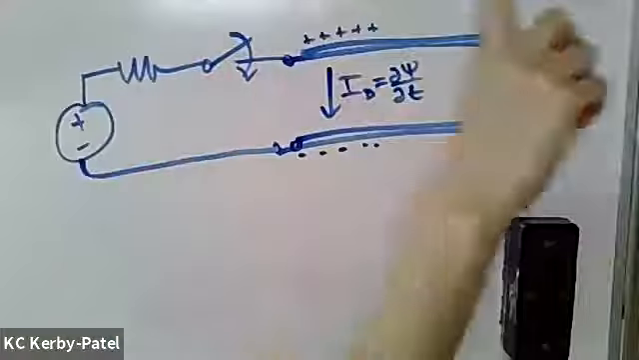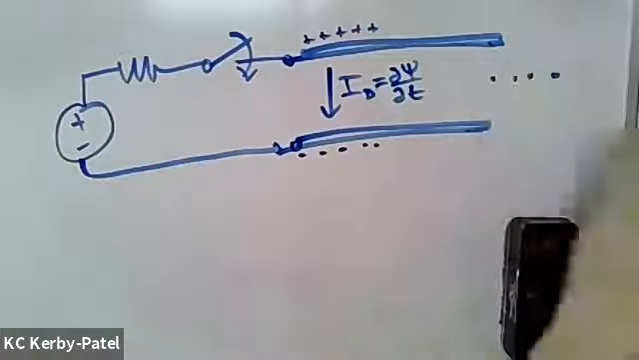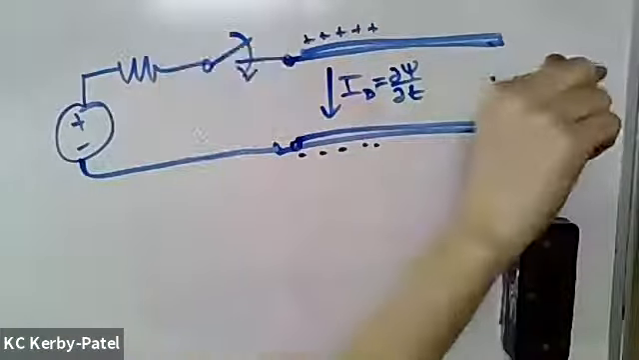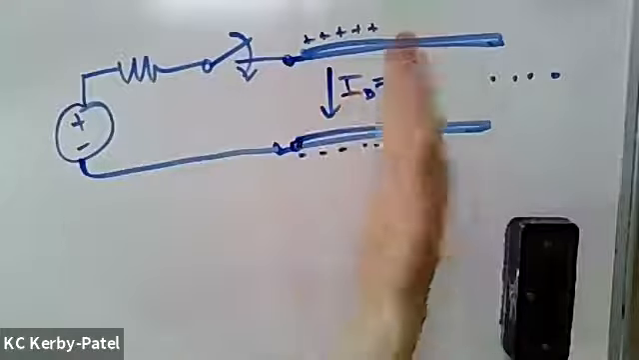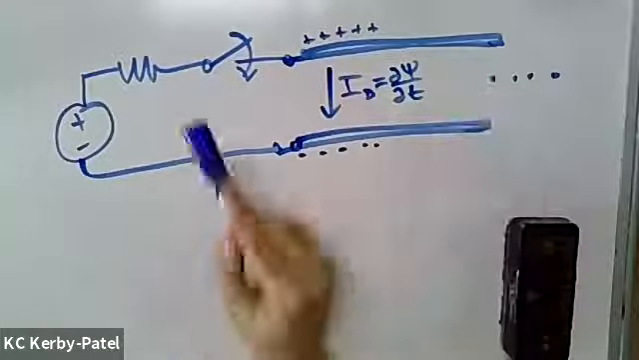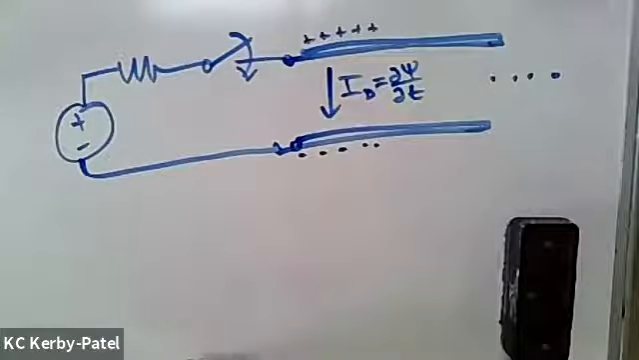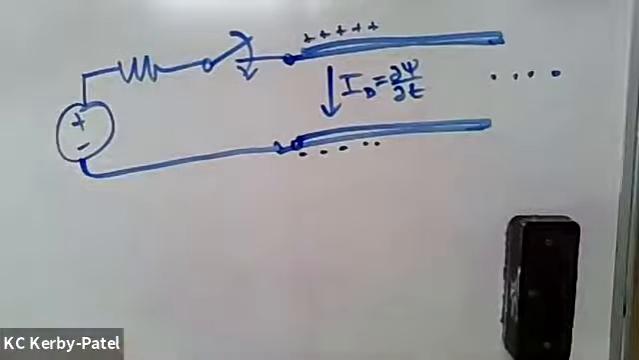So the current moves at the speed of light down the wire, but not because conduction current is that fast, but because it is being induced that fast by the electric and magnetic fields that are moving down the wire. Okay, hopefully that helps. These are difficult and almost philosophical questions, but that's a really good one.